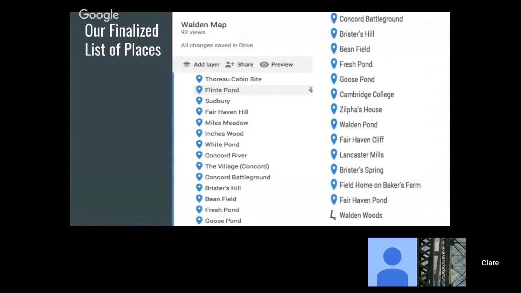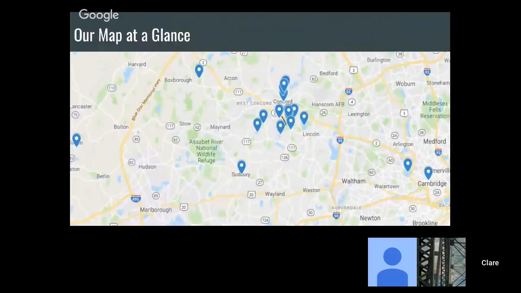This is our final list that we came up with, and this is the list that is to the side of our map, and our actual map. There are 28 places here, and all of them are in the general vicinity of Walden Pond. This is our map just at a glance, so you can see that it really is in a small area. We really focused on places that were important to Thoreau when he was living in Walden.